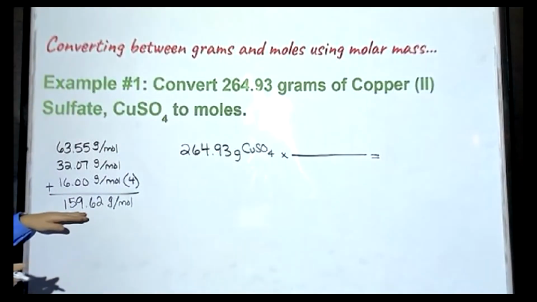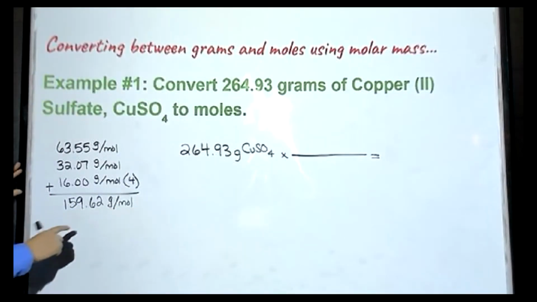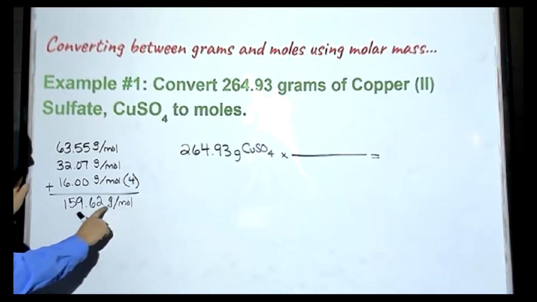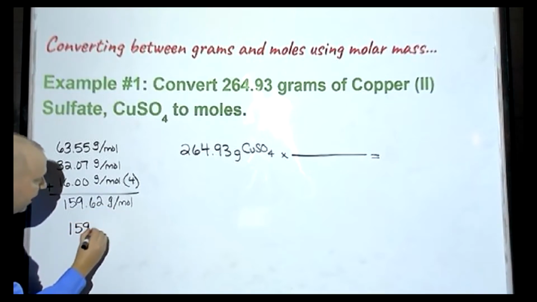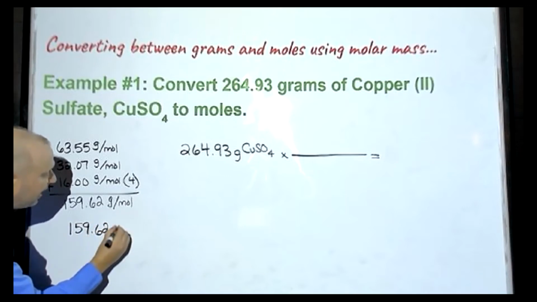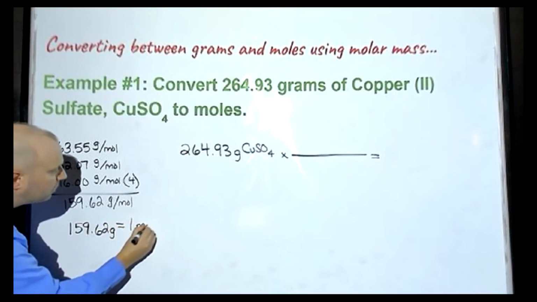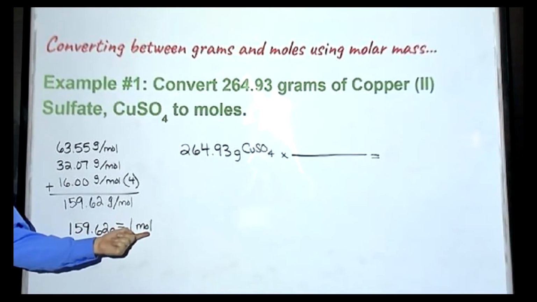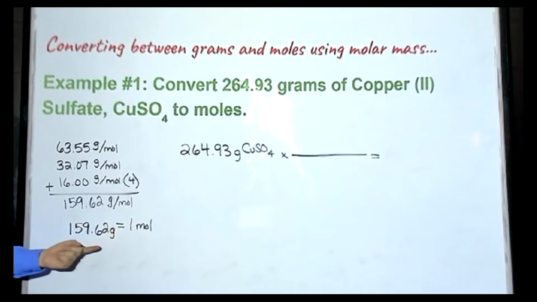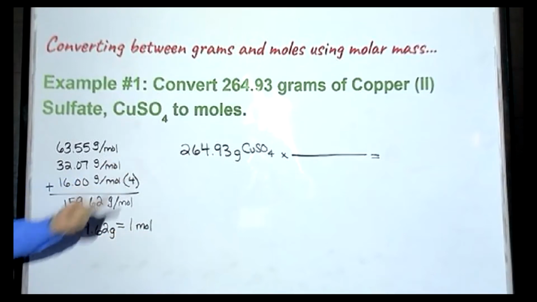This is how that's going to work. We're going to use the information from our molar mass. When we write out 159.62 grams, what we really mean is 159.62 grams equals 1 mole. So we have to decide if we want grams to cross out, then we're going to put the grams on the bottom and the moles on top. If we wanted moles to cross out, then we'd put moles on the bottom and grams on top. In this example, we want grams to cancel out.